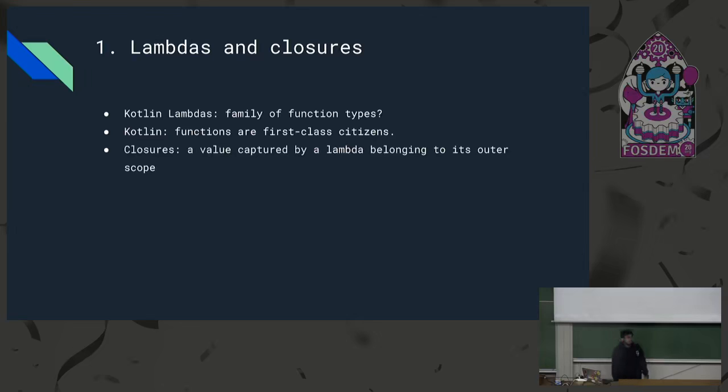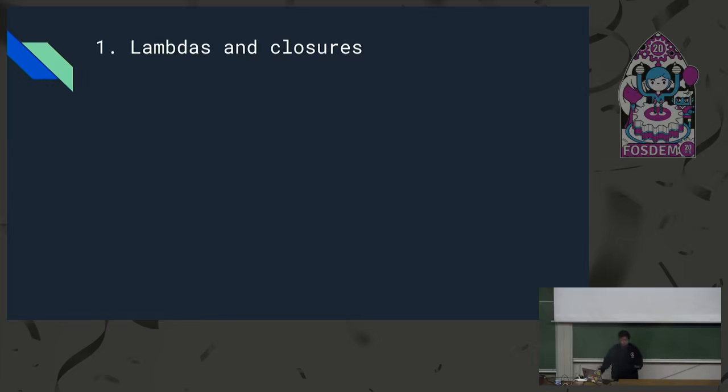Closures, on the other hand, are more of a programming concept. It's more related to a lambda. Anything which is outside the scope of a lambda, and if it's consumed or captured inside a lambda, then you call it a closure. That's just a basic concept which you're going to use further down the slide, so it's good to have it clear.